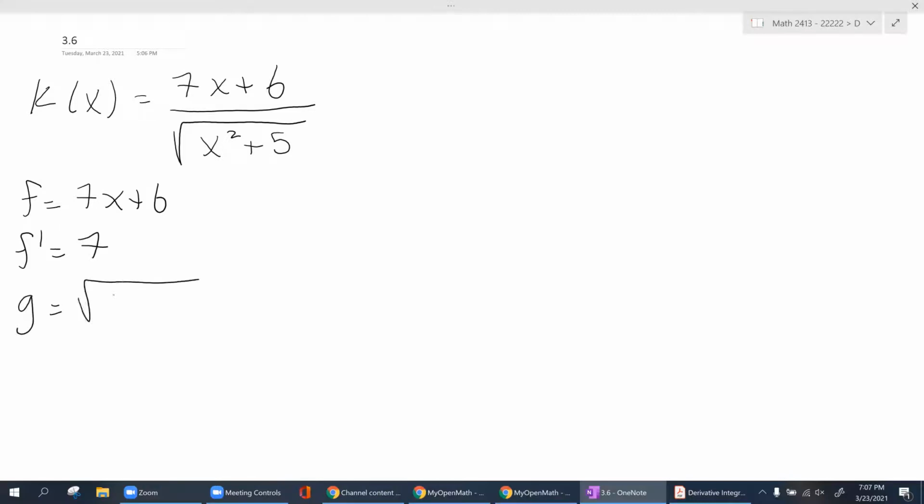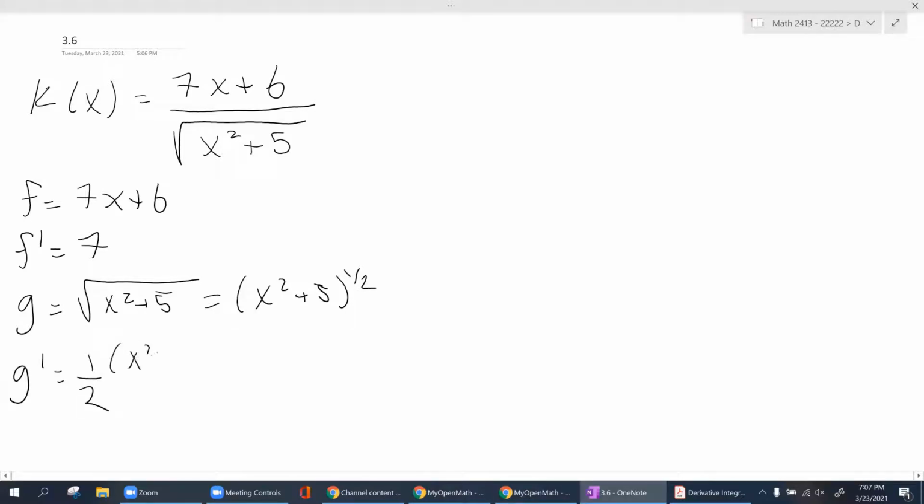g is the square root of x squared plus 5, but I want to rewrite that. This is just x squared plus 5 to the 1 over 2, meaning g prime, if we go ahead and do this on the side, you'd find you get 1 over 2 times x squared plus 5 to the negative 1/2 times 2x. When you clean this up, you should get x times x squared plus 5 to the negative 1 over 2. All I did was bring 2x to the front with 1 over 2, and they canceled out.